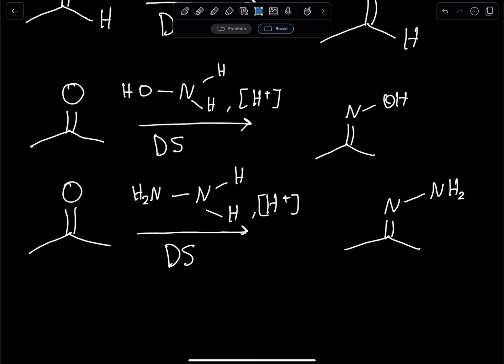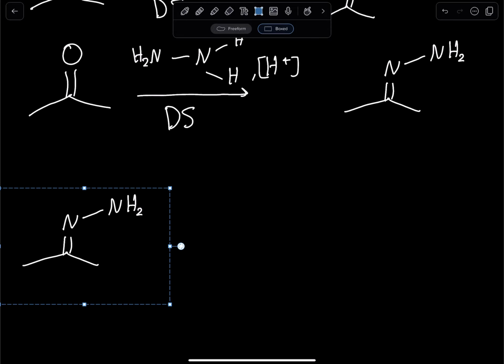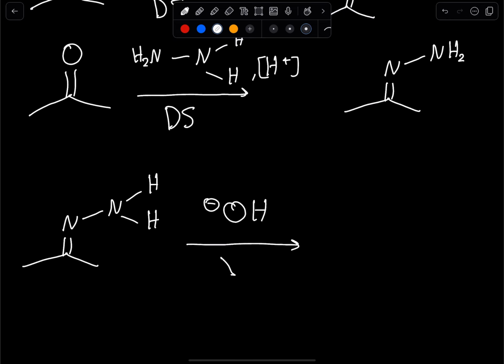Now, there's a special utility to this type of molecule, because when we take it, and let me redraw the nitrogen-hydrogen bonds so that we can see the electrons. If we react this with hydroxide and heat, what we will get is simply nitrogen gas and an alkane. All right, now let's explain the mechanism for that.